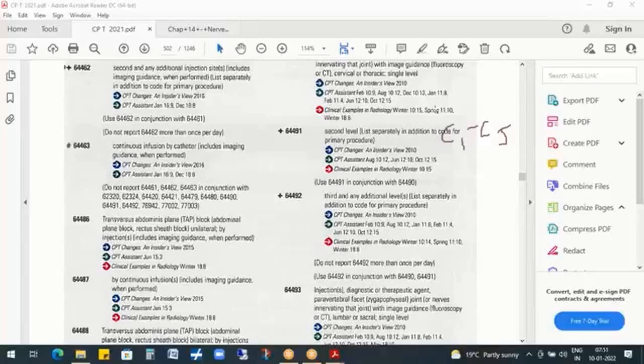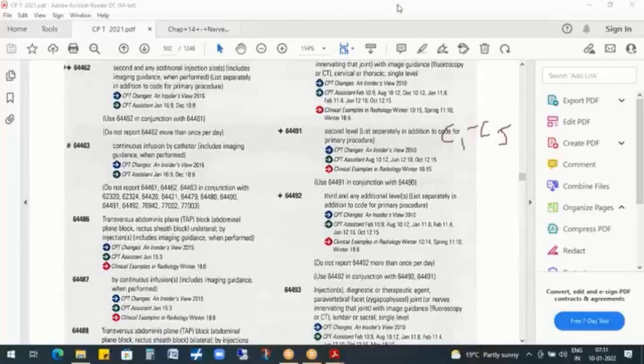Understood everyone? As per the rule, no need to memorize the rule, just follow the code descriptions and the parenthetical note. Are you able to understand everyone? Any questions from here?